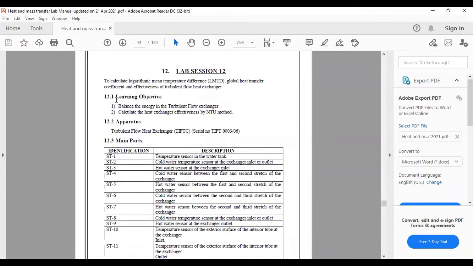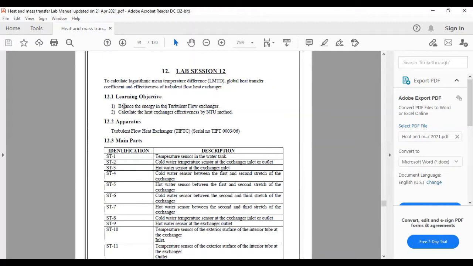The main statement of the experiment is to calculate the logarithmic mean temperature difference, denoted by LMTD, the global heat transfer coefficient, and the effectiveness of the turbulent flow heat exchanger. So we have to calculate these three parameters: first LMTD, second the global heat transfer coefficient, and third the effectiveness. We will use the turbulent flow heat exchanger here. There are two learning objectives.